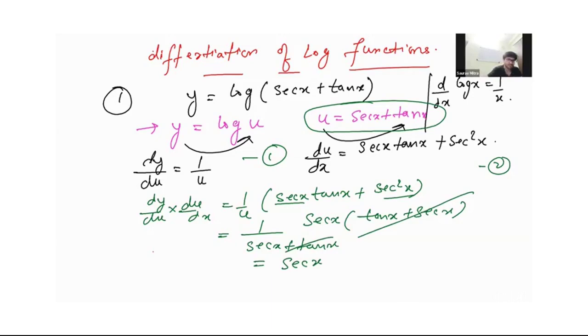Since du is common in dy by du and du by dx, it would get cancelled, but we will not show this as it is a function. So finally we got our answer, dy by dx as sec x. Clear? In this way we have to proceed in log functions using the chain rule. Let us see another question.